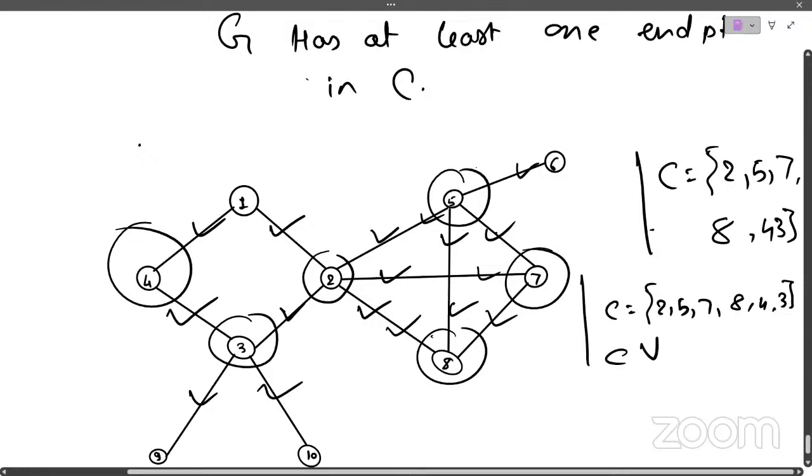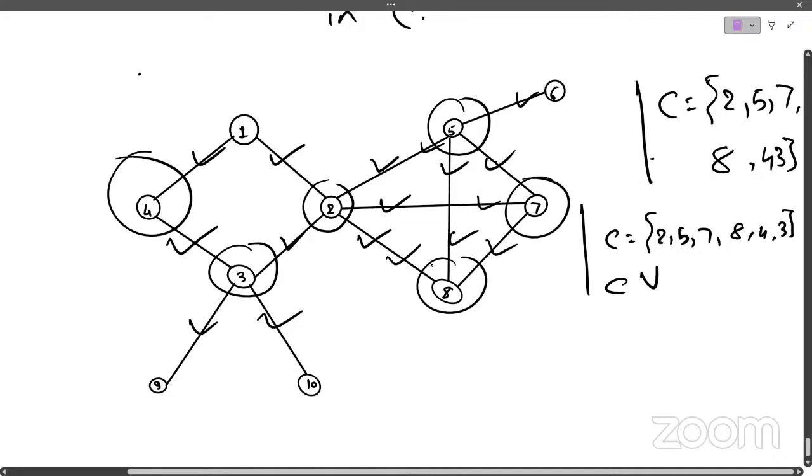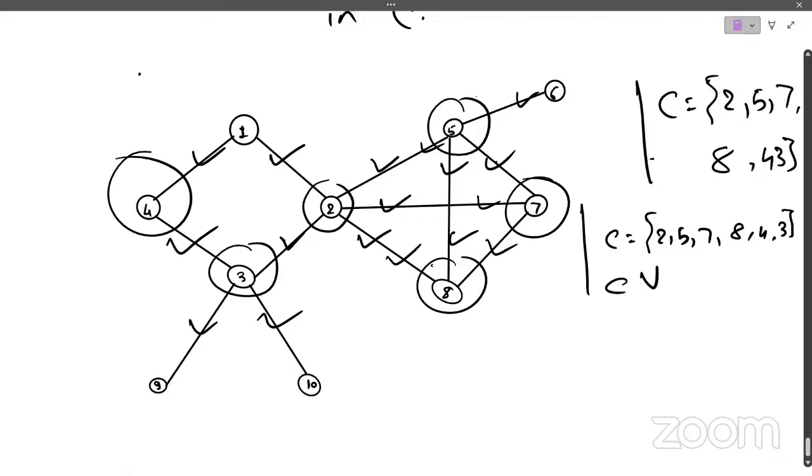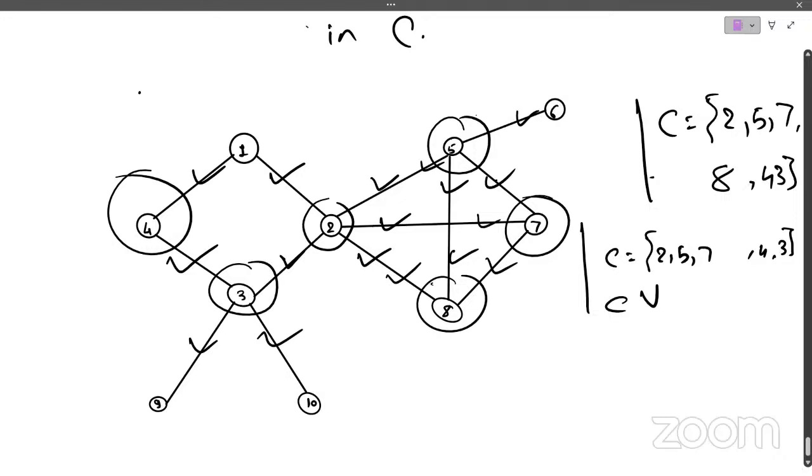Ma'am, why do we need 8? If I want to select, we don't need it, right? Because I have considered 2, 5, and 7 itself, so we don't need it. But if you consider 8 itself, that will also be a vertex cover. Ma'am, 7 is also not required, since I'm considering 5. No, 7 is required, because the edge between 7 and 8 cannot be covered otherwise.